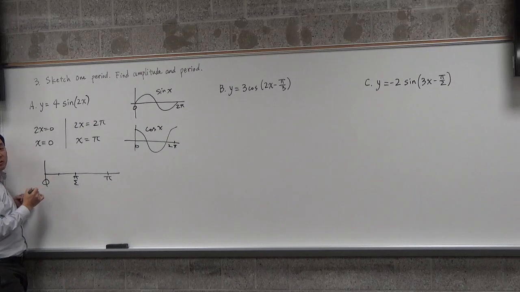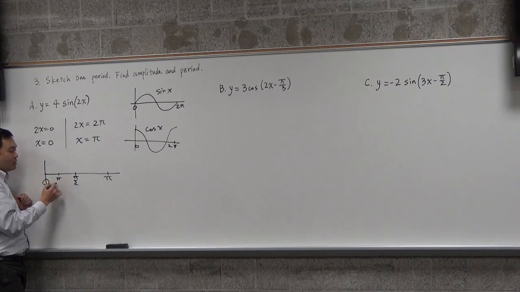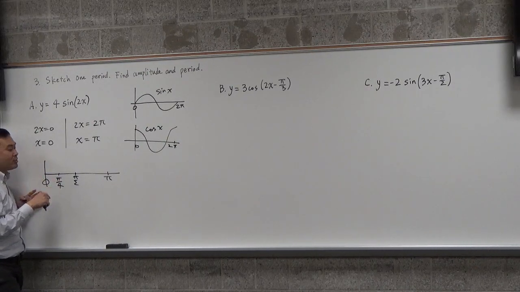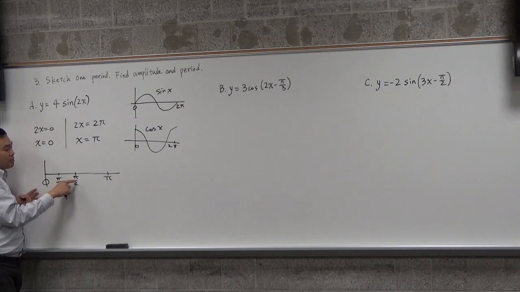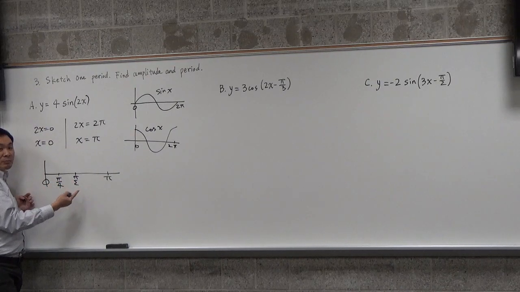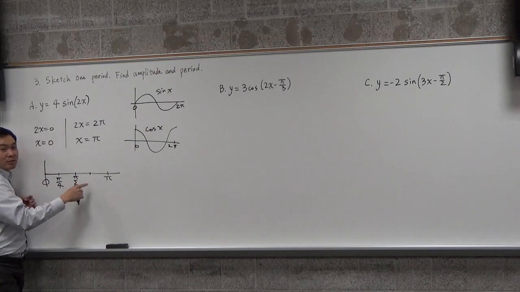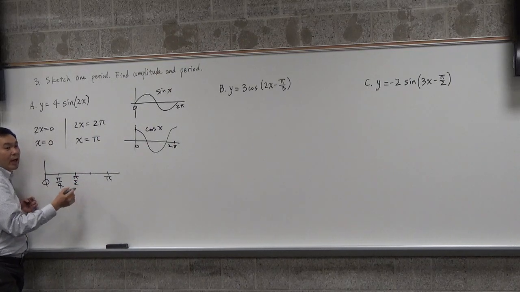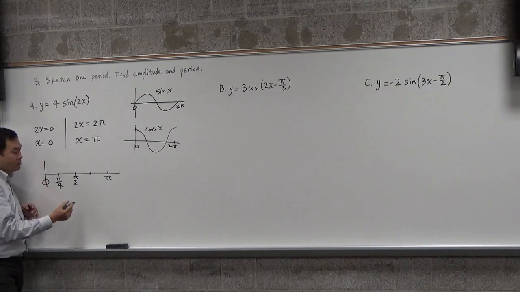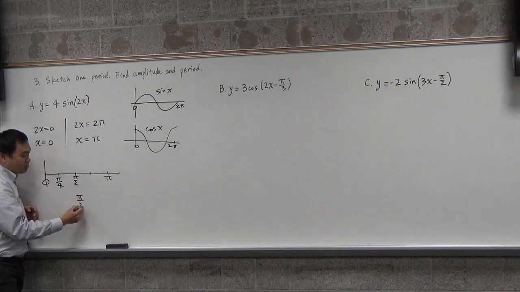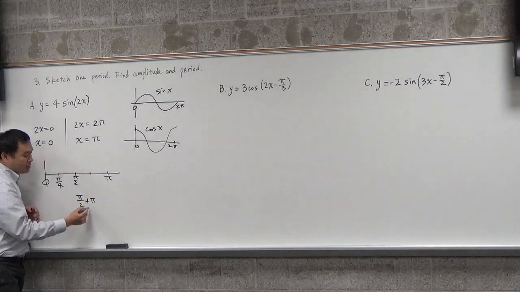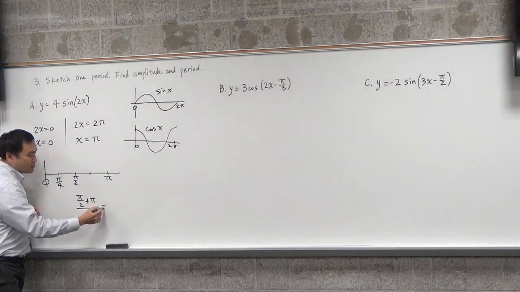What will be this point? Pi over 4. Yeah, or 45 degrees. So if you take pi over 2 and divide by 2, you get pi over 4. How about this point? How would you get this point? 3 pi over 4. Yeah. So any midpoint is the average, right? So if you want the midpoint, you can do pi over 2 plus pi and divide by 2.